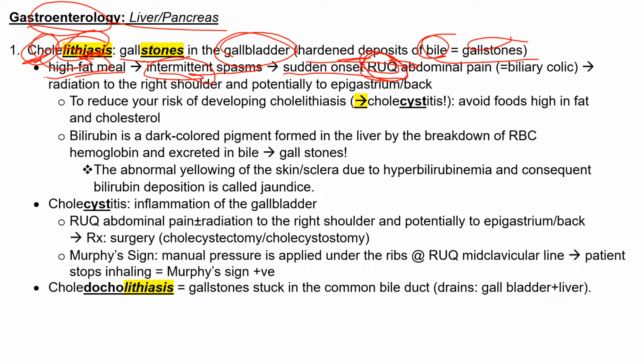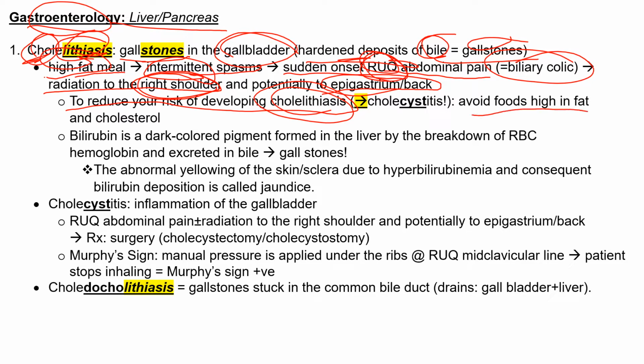That's where the gallbladder is, just under the liver. Right upper quadrant pain is called biliary colic, and it radiates to the right shoulder. Potentially it may radiate to the epigastrium and back if the pancreas is involved. To reduce the risk of developing cholelithiasis, the condition where you have gallstones, you must avoid foods high in fat and cholesterol. And as we'll see later on, it's not just that.